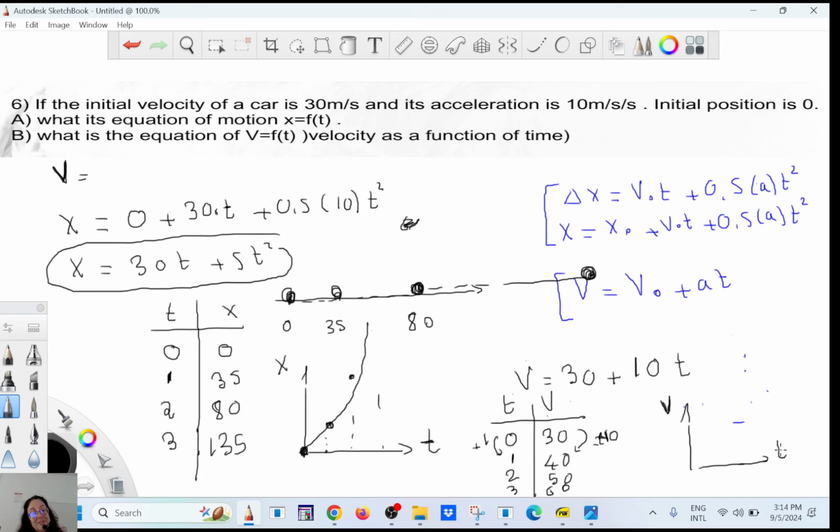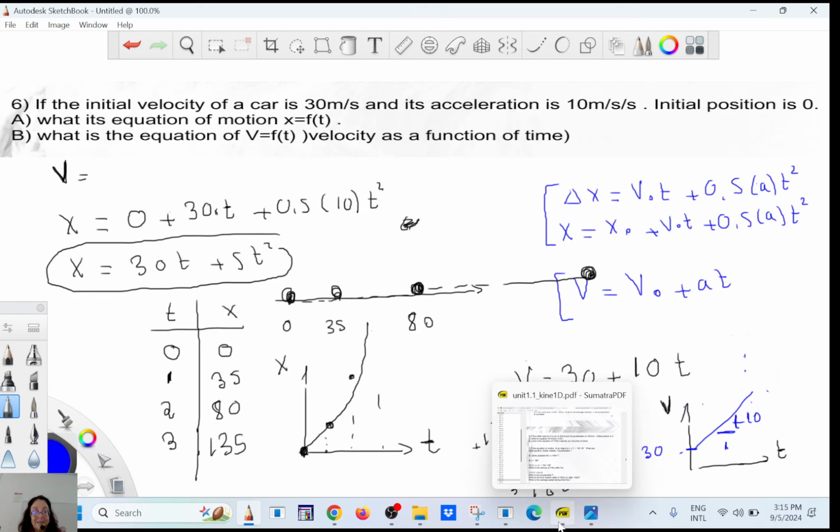So velocity as a function of time. So what do we get? So what kind? Is it a parabola or is it a line? It's a line because every run of 1, you rise by 10, you rise by 10, you rise by 10. So this is 30. Every step of 1, you increase by 10. And the slope will be the acceleration. Okay? So that way it's easier to understand. Question?